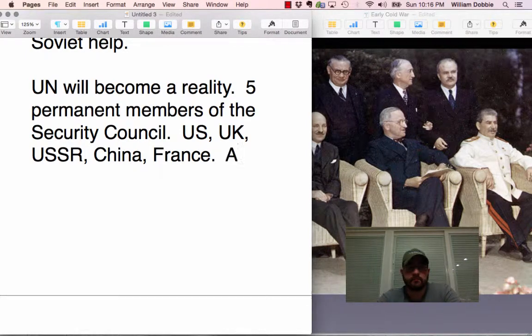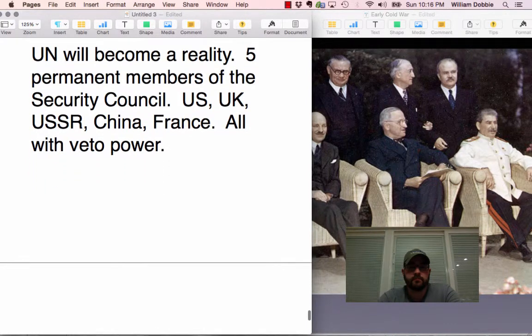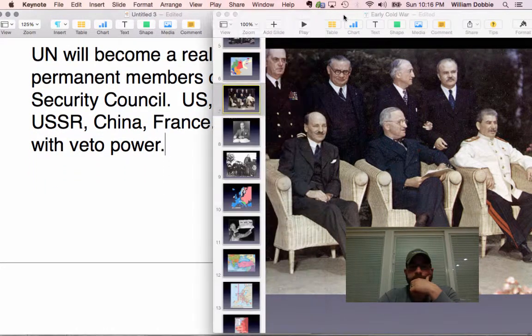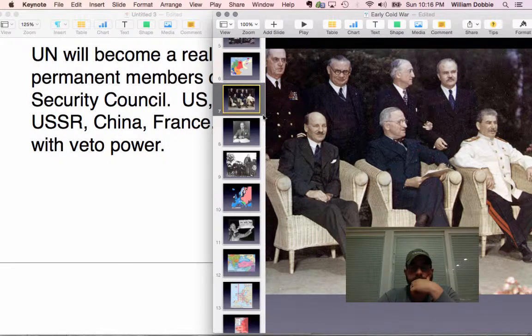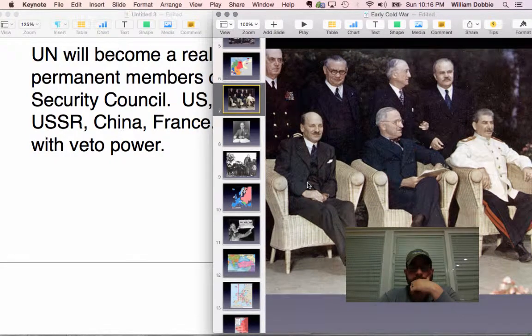And those are in no particular order because no one is any more important than the other. They each get 1 vote on the Security Council and they each hold a veto power on the Security Council. So if 4 nations like something and the Soviet Union doesn't, it can be vetoed. All right? I know what you're thinking. What could possibly go right with this organization, all right?